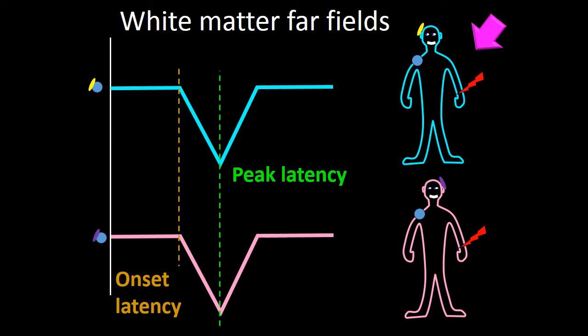Notice that they correspond to the circle and the spheres in the little men on top and in the little men at the bottom. As you can see, the onset latency and the peak latency are the same despite the different position of the probing electrodes, represented in yellow in the upper little man and in purple in the lower little man.